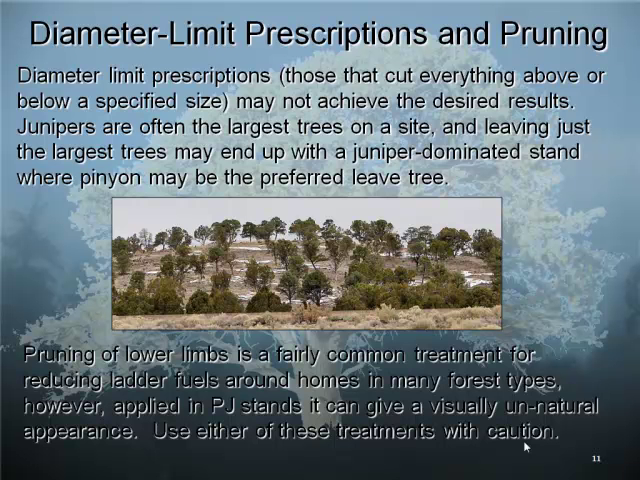Some type of inventory, or understanding of what's on the site, should be done when this is applied. I can think of a few instances where diameter limit prescriptions were applied with the intent of keeping a lot of pinyon and a few juniper on the site. And because the prescription was wrong, and the largest trees on that site quite often tend to be juniper, the site ended up being juniper dominated post-treatment, which was not the desired outcome. And so some caution needs to be taken of that.